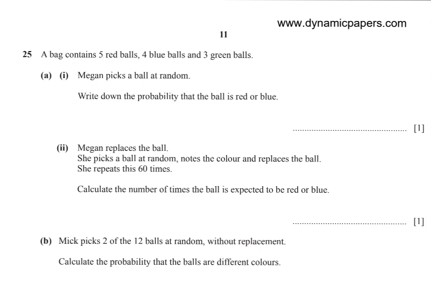So the probability that the ball is red or blue is the number of red or blue, which is 9, over the total, which is 12. 9 over 12 can be simplified to 3 over 4.